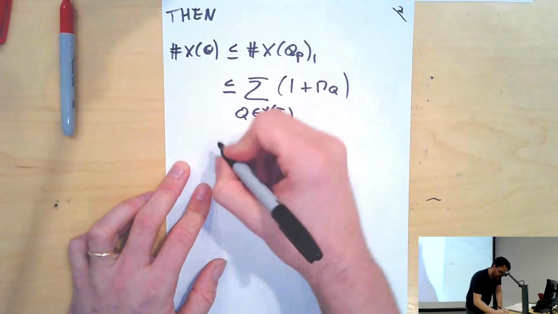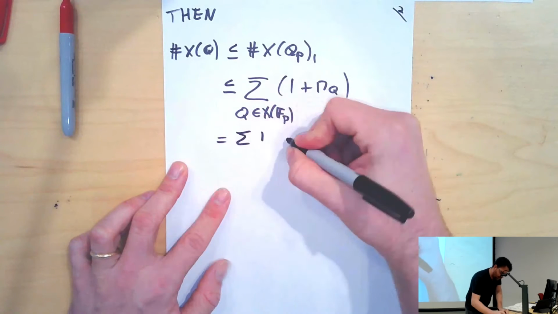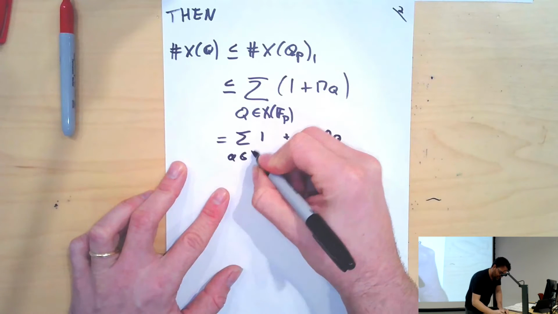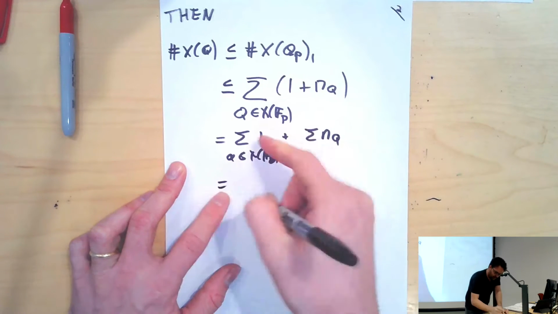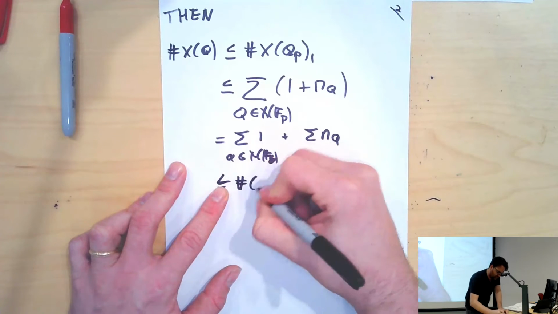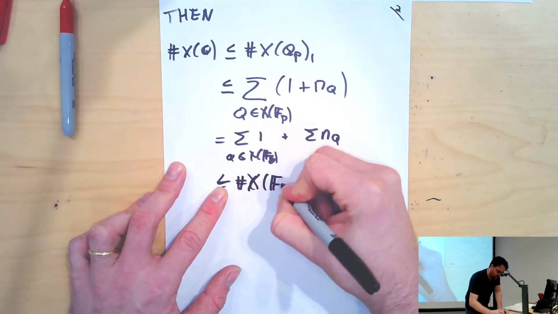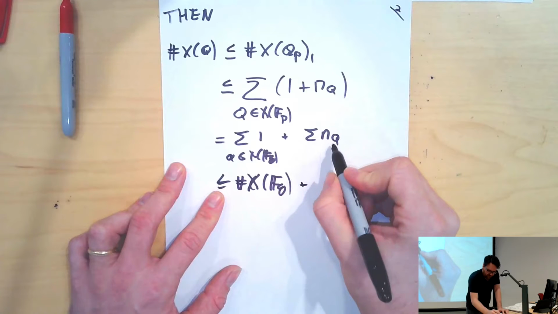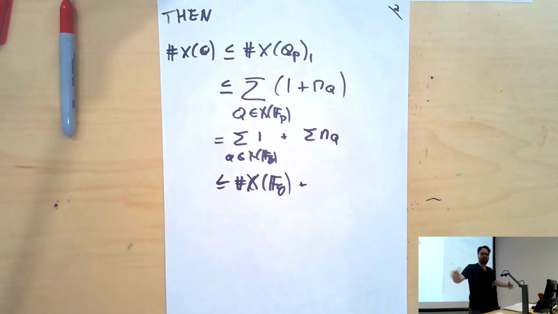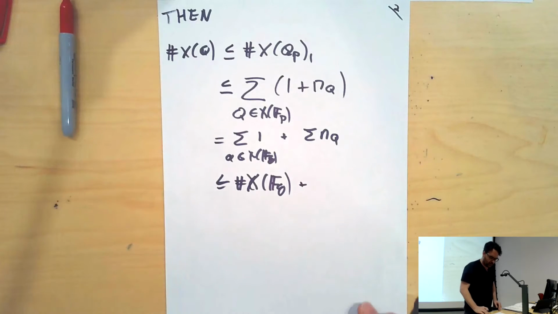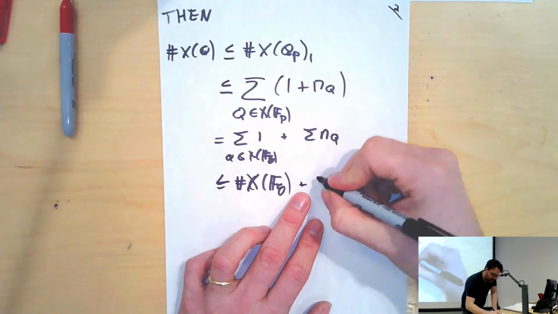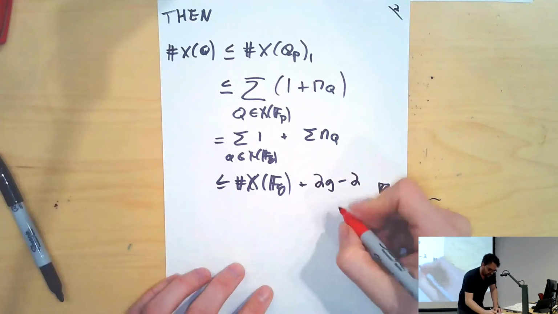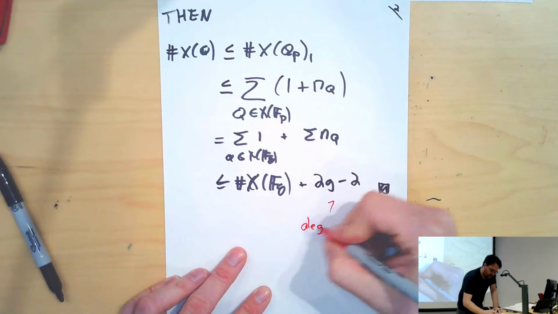But on the other hand, we can break this sum into two parts. This part is just the size of X(F_q). And then these are the zeros of the differential omega, or rather its reduction to the special fiber. And so this is at most 2g minus 2 by Riemann-Roch. So this is the degree of omega.